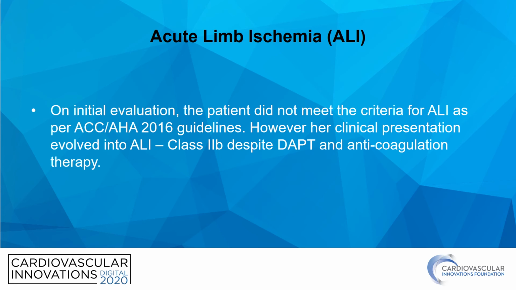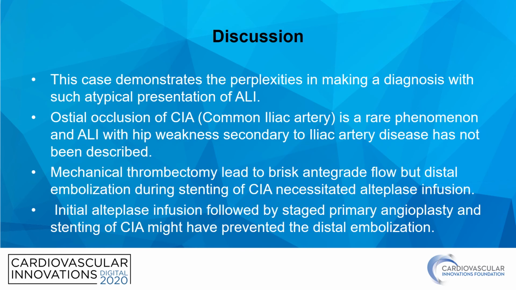However, her clinical presentation quickly evolved into ALI class 2B. This case demonstrates the perplexities in making diagnosis with such atypical presentation of acute limb ischemia. Ostial occlusion of common iliac artery is a rare phenomenon, and acute limb ischemia with hip weakness secondary to iliac artery disease has not been described.